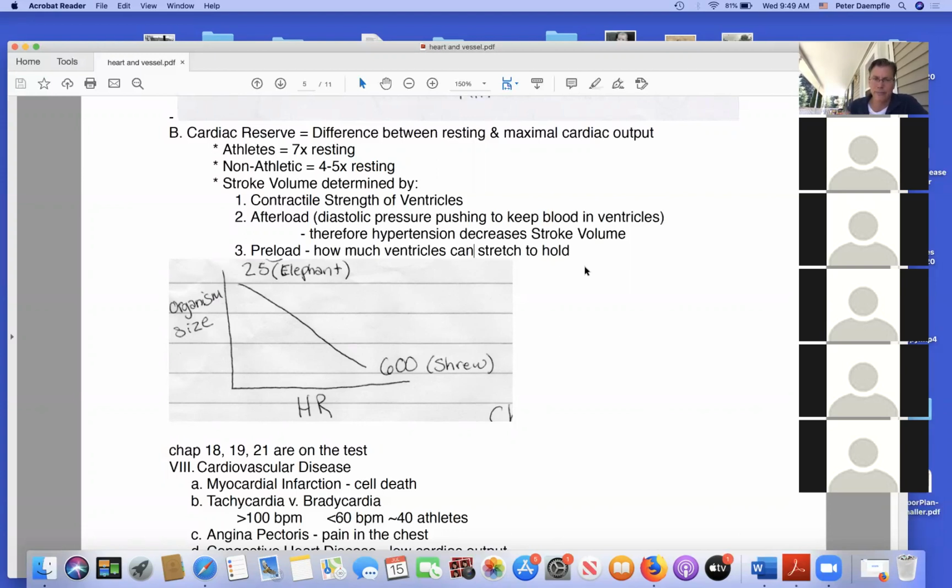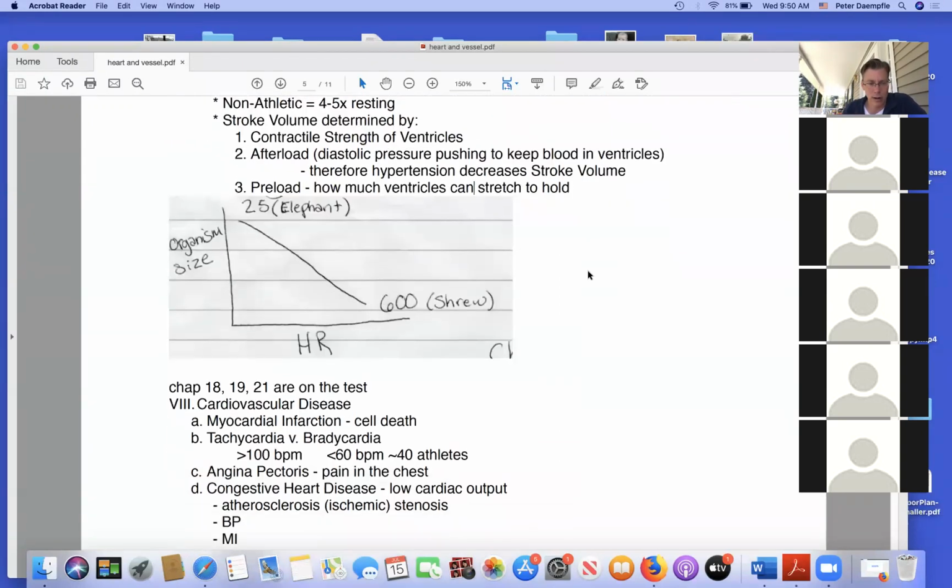So let me repeat these. What determines your cardiac output or your strength of the heart? Number 1, obviously, is contractile strength of the heart. How strong is the heart? Number 2 is afterload. How much pressure is still on the heart after you loaded and sent out your blood? In other words, it's your hypertension. How much blood pressure is on your heart? And then there's preload. How much the ventricles can actually stretch to accommodate fluid to get the blood out in the first place. So this is all part of your cardiac output.